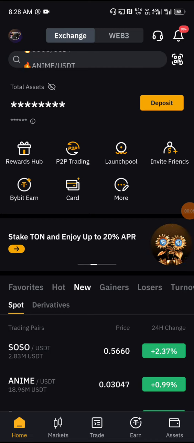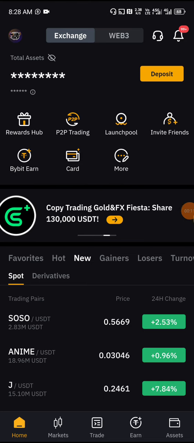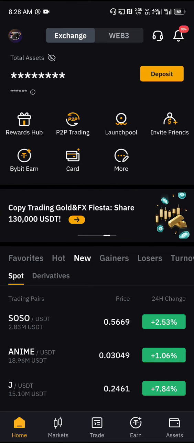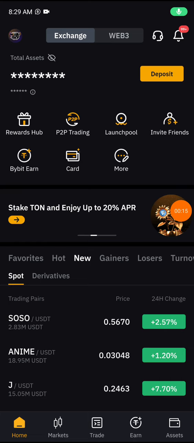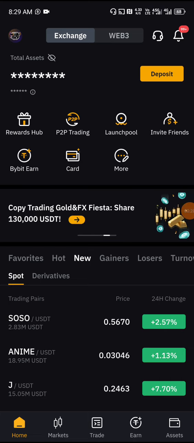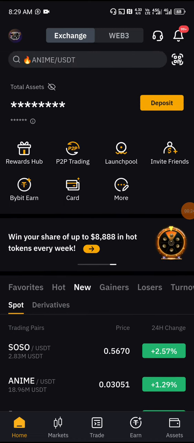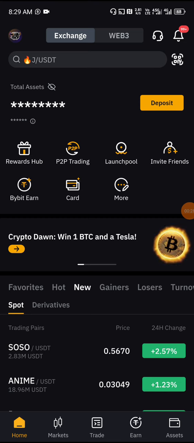Today we'll be looking at how you can trade cryptocurrency on Bybit and make a consistent profit every 10 minutes. All you need to do is make sure you have a verified Bybit account.